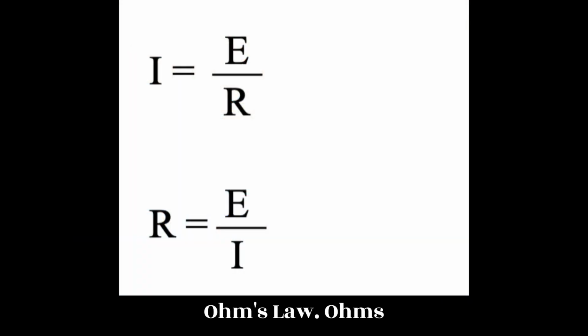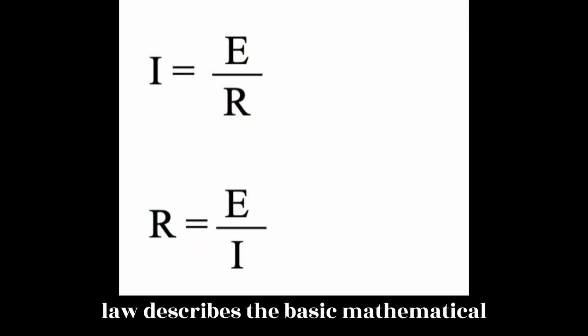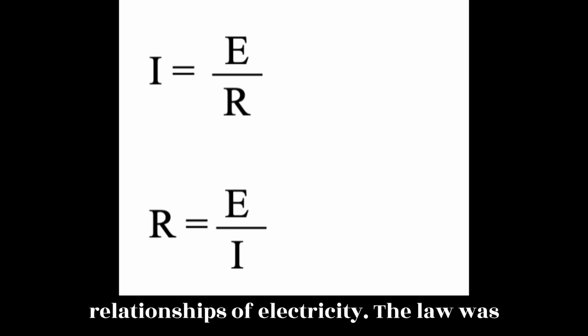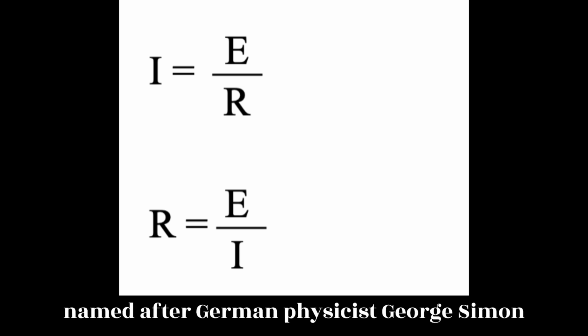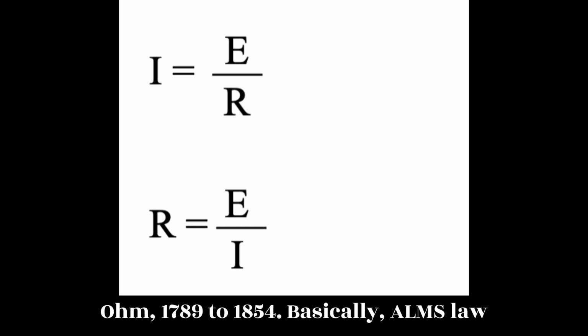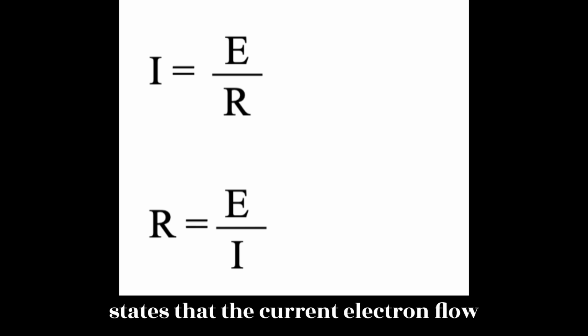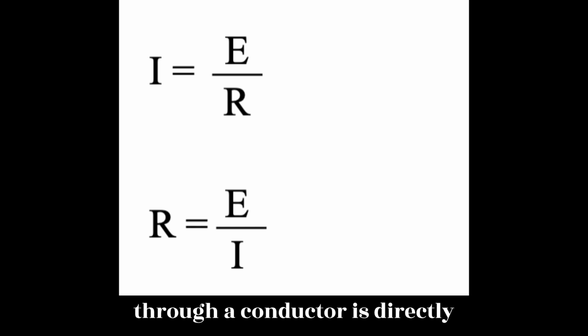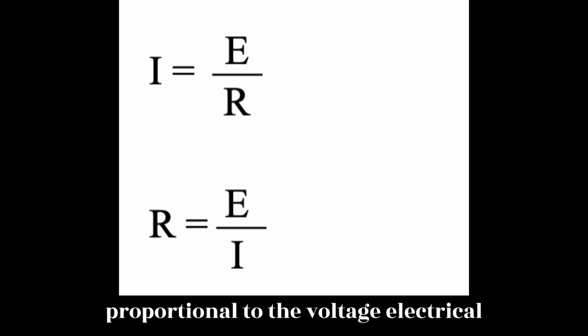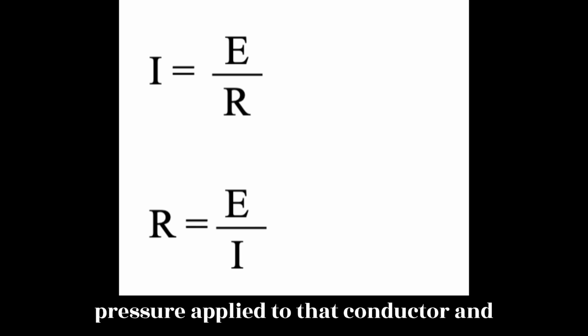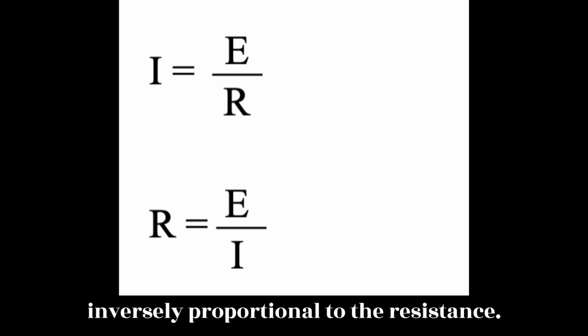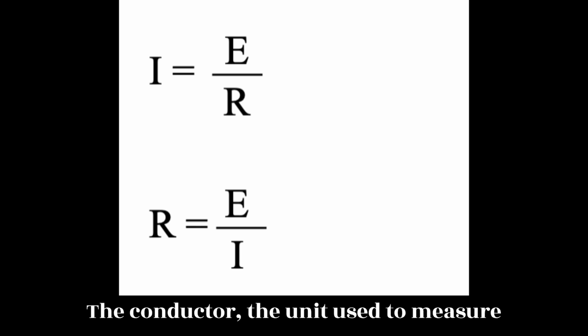Ohm's Law. Ohm's law describes the basic mathematical relationships of electricity. The law was named after German physicist George Simon Ohm, 1789 to 1854. Basically, Ohm's law states that the current, electron flow, through a conductor is directly proportional to the voltage, electrical pressure, applied to that conductor and inversely proportional to the resistance of the conductor.